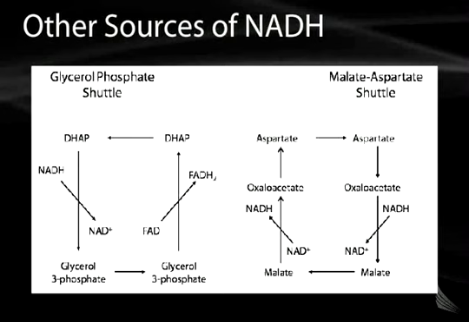The net result of this is we've taken the reducing equivalents of NADH in the cytosol and transferred them to reducing equivalents in the mitochondrial matrix, where they can be consumed by oxidative phosphorylation.